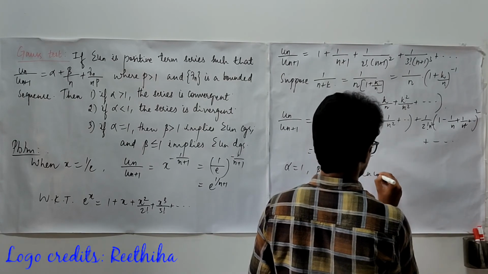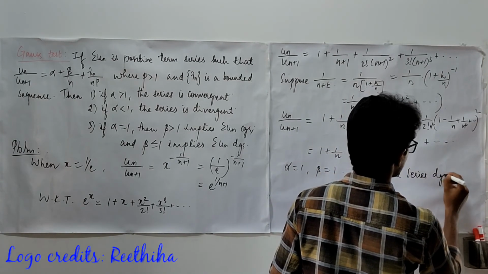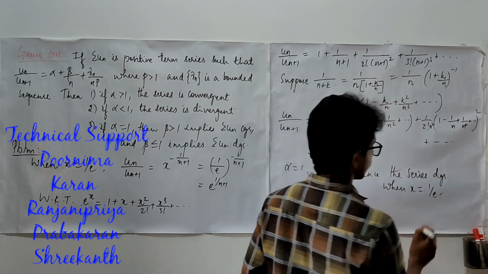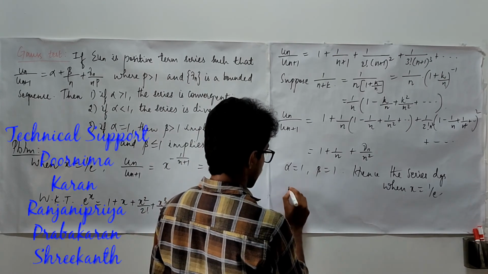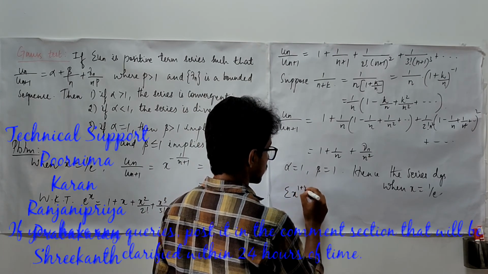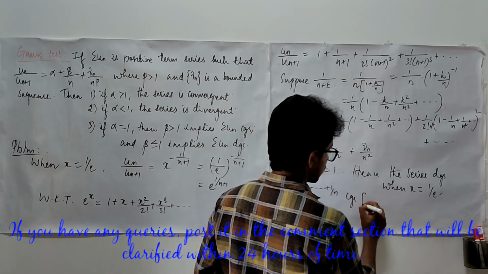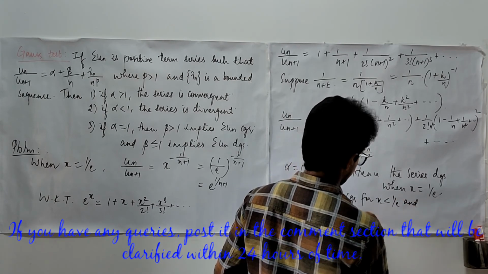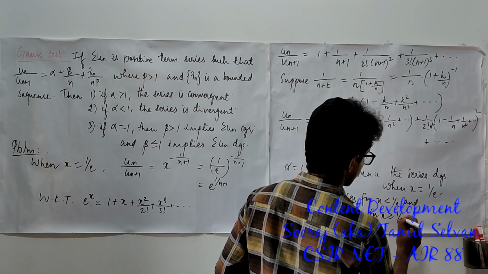Hence, the series diverges when x is 1 upon e. So the series, that is summation x power 1 plus 1 upon 2, and it goes till 1 upon n, converges for x smaller than 1 upon e, and diverges for x bigger than or equal to 1 upon e.